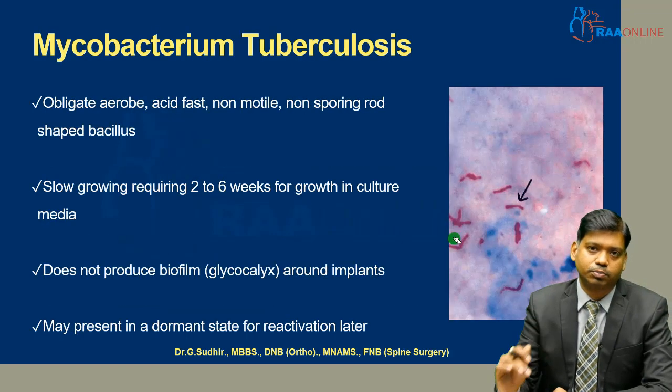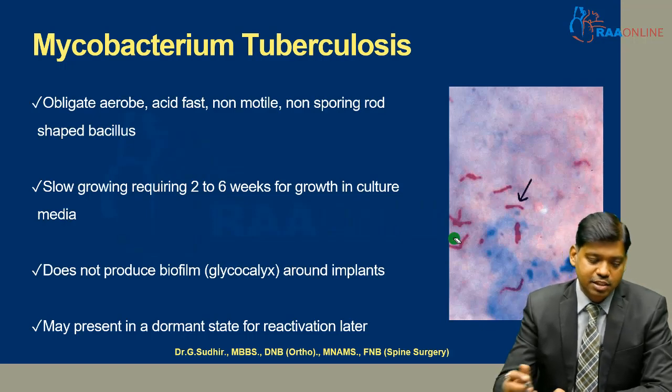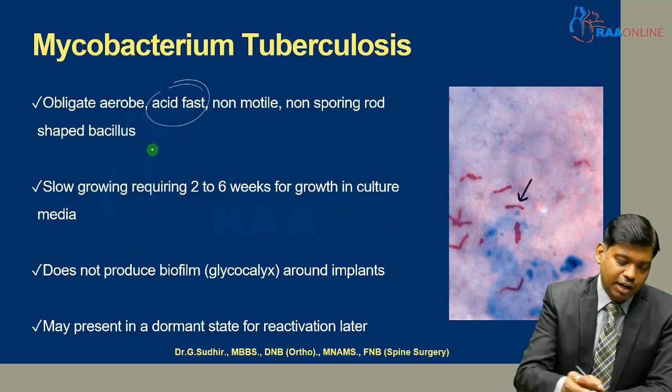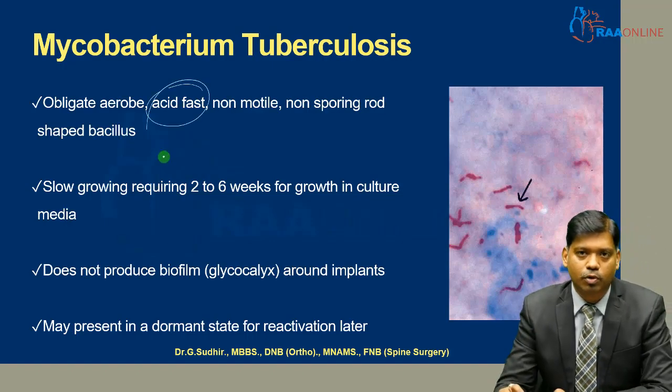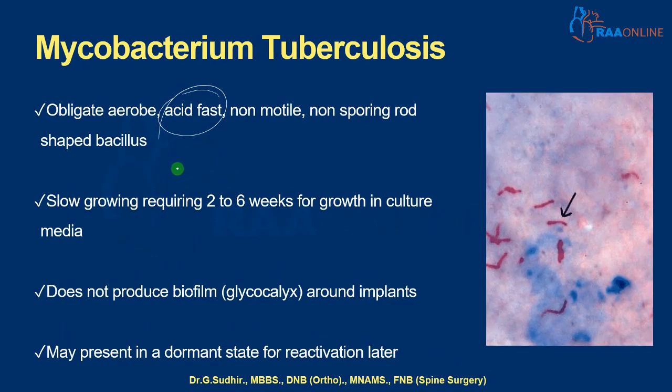Now, before going into tuberculosis and its pathology, we should know about Mycobacterium tuberculosis, which is the causative organism for TB. It is an obligate aerobe, acid-fast, as we all know, AFB, that is the most commonly used terminology for TB bacilli. And it is a non-motile, non-sporing, rod-shaped bacillus, as you can see depicted in the picture here.